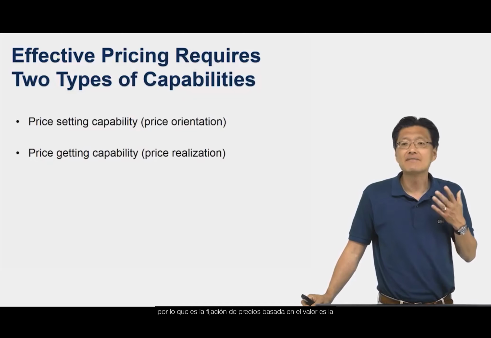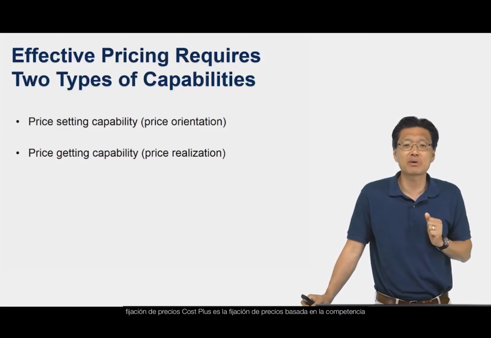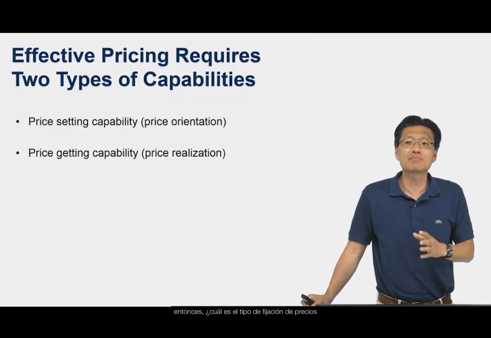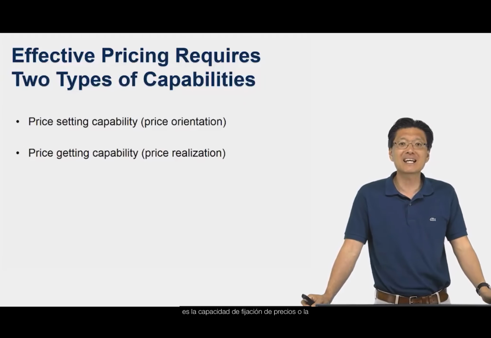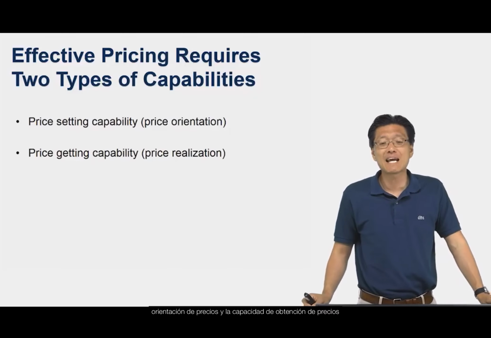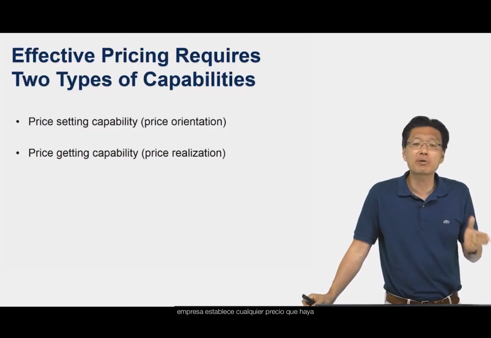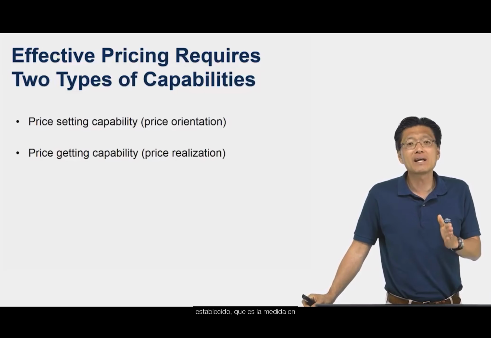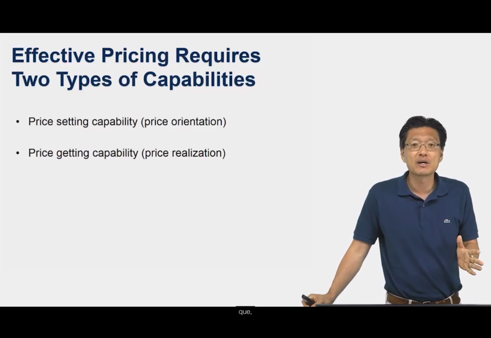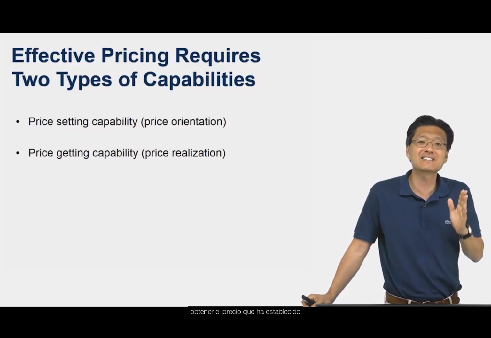So is it value-based pricing? Is it cost-plus pricing? Is it competition-based pricing? What is the type of pricing that a company sets forth? That is price setting capability, or price orientation. And price getting capability is the capability that, once a company sets whatever price it has set, it's the extent to which the company is able to realize and get the price that it has set.